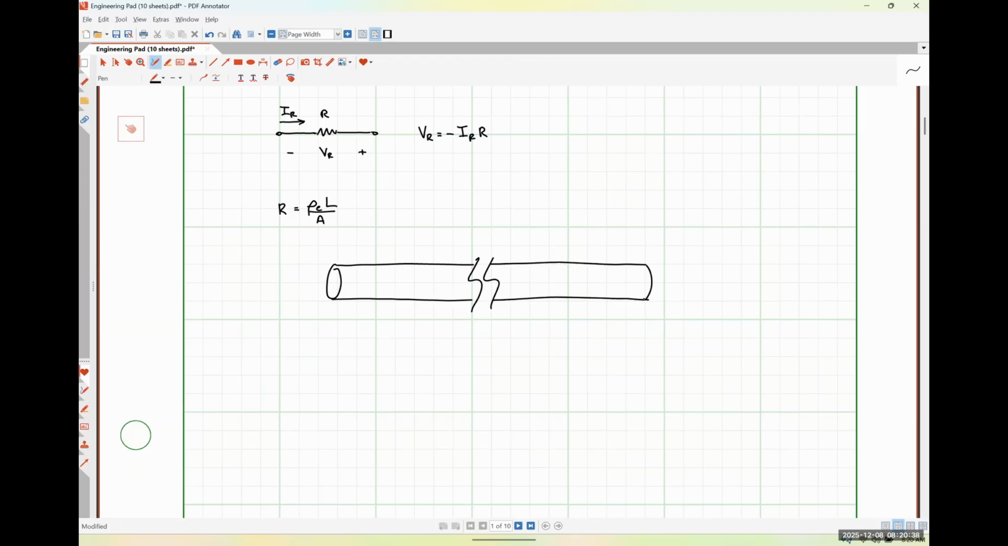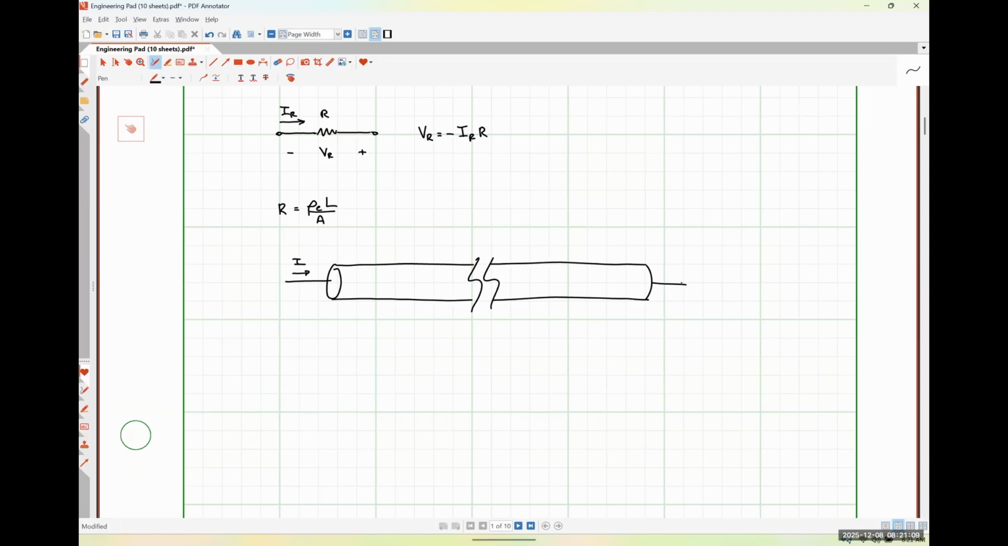Here's my long section of wire, and I'm going to say that current is flowing down this long section of wire longitudinally, because the direction absolutely matters. I could, if I wanted to, say that current is flowing in from the top and out from the bottom, and that wire would exhibit a different resistance. It doesn't really tend to work that way, but I could do that if I were so inclined.